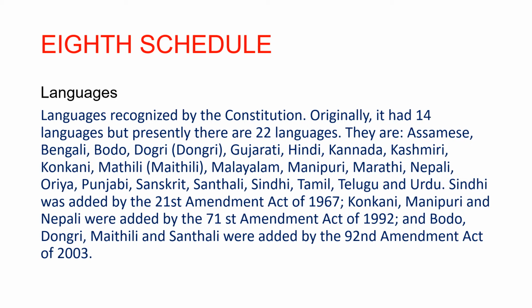Sindhi was added by the 21st Amendment Act of 1967. Konkani, Manipuri and Nepali were added by the 71st Amendment Act of 1992. Bodo, Dongri, Maithili and Santhali were added by the 92nd Amendment Act of 2003.